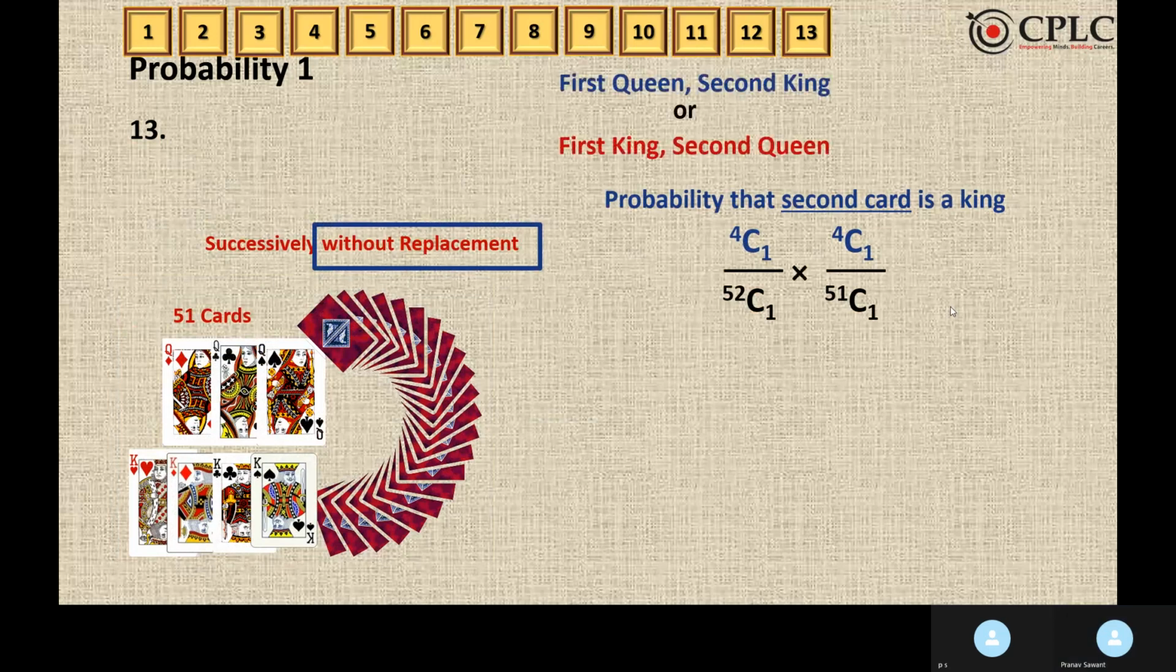Now we have two possibilities, that is first king, second queen, and first queen and second king. That means we are simply going to multiply by 2 to it. Hence option 1 is going to be the final answer. Thank you.